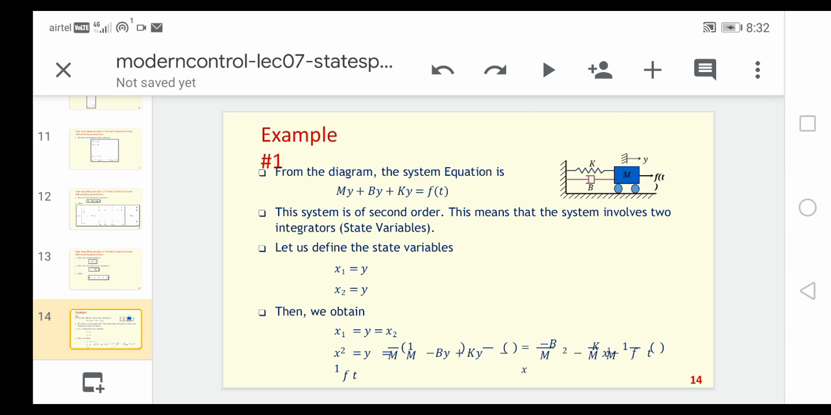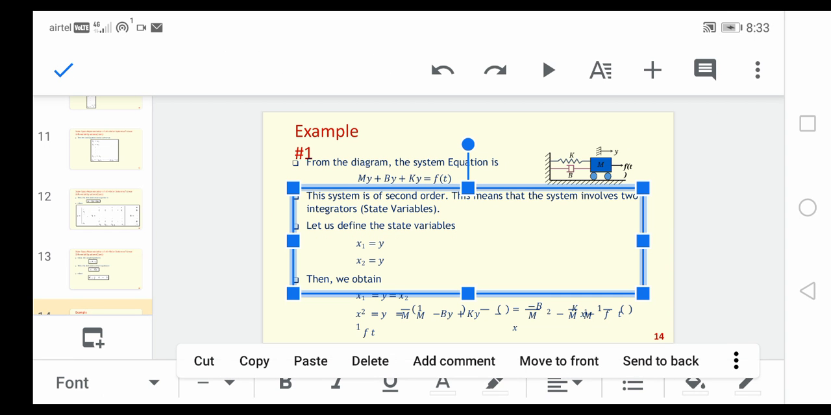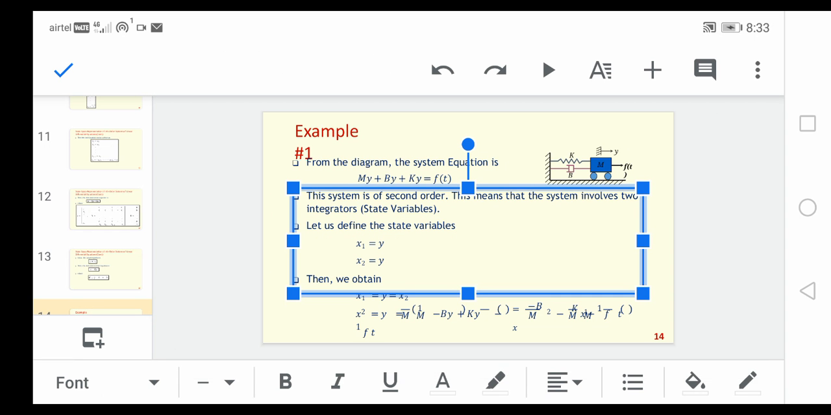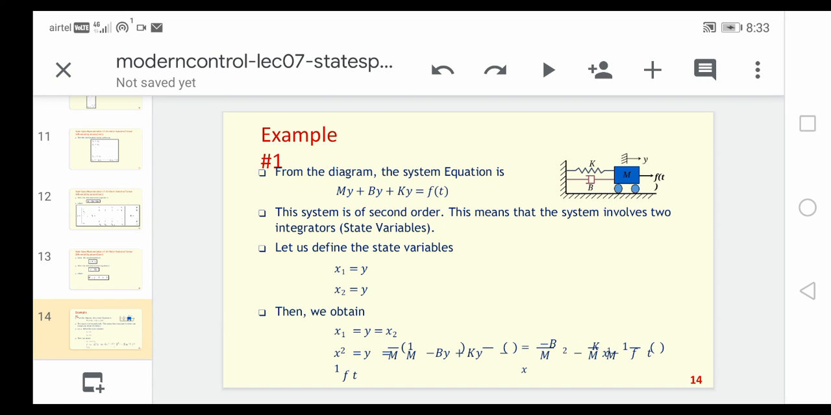a mass m, a damper b and a stiffness constant k, and we are applying the force f of t. In this system, we already know that m into d square x by dt square appears, so it must be a second order system, so the matrix size must be a 2 by 2 matrix. All of you remember that.